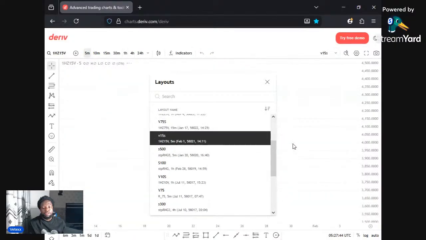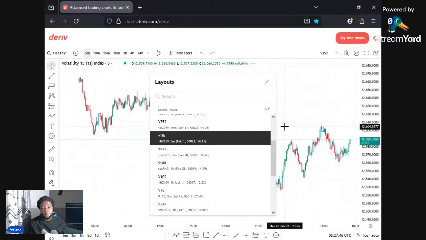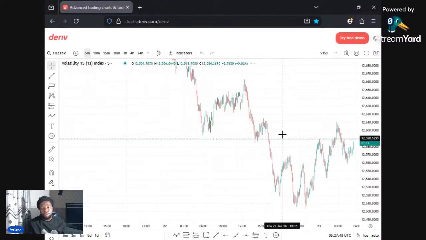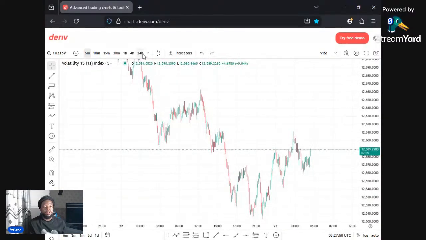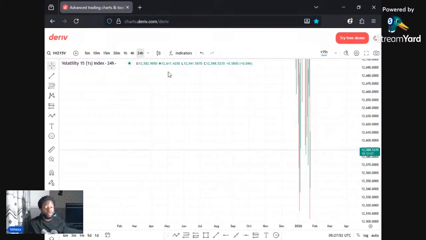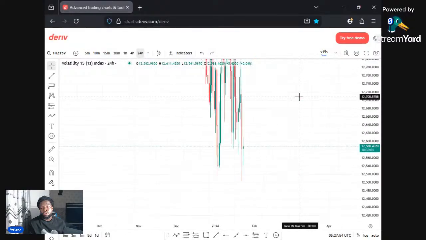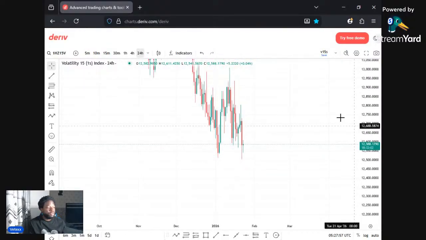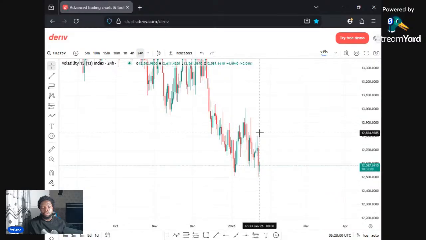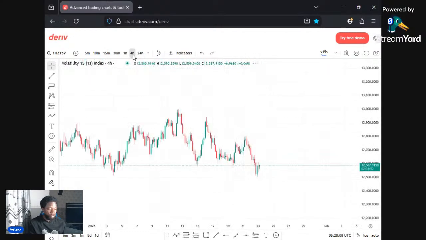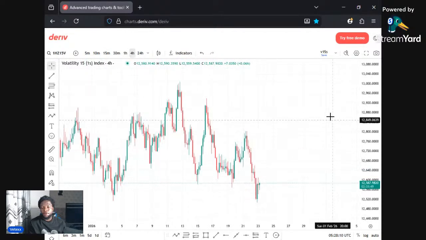The next pair we have on our list is V15-1S. Okay, starting from the 24-hour time frame on V15-1S, we don't have anything currently on it, and even if we have, there's nothing clear on the V15 time frame. V15 is not really clear at the moment. Okay, then we'll scale down to the 4-hour time frame and check if we are going to find any structure on the 4-hour time frame.